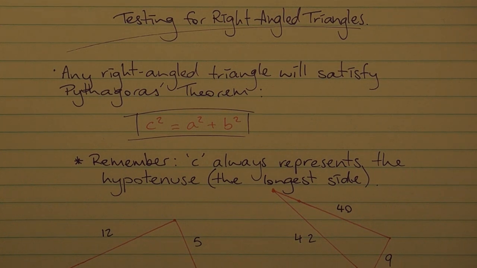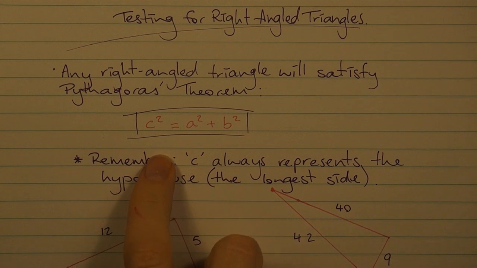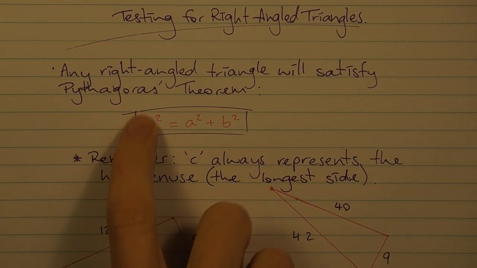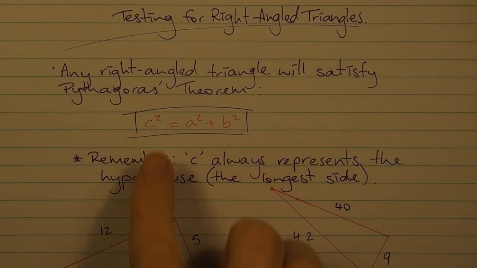So today I want to look at how to test whether a triangle is in fact right-angled or if it is not. Obviously we don't always want to use a protractor to measure the angles of a triangle. So we can use Pythagoras' Theorem to determine whether or not a triangle is actually right-angled. Any triangle that has a right angle in it will satisfy Pythagoras' Theorem.